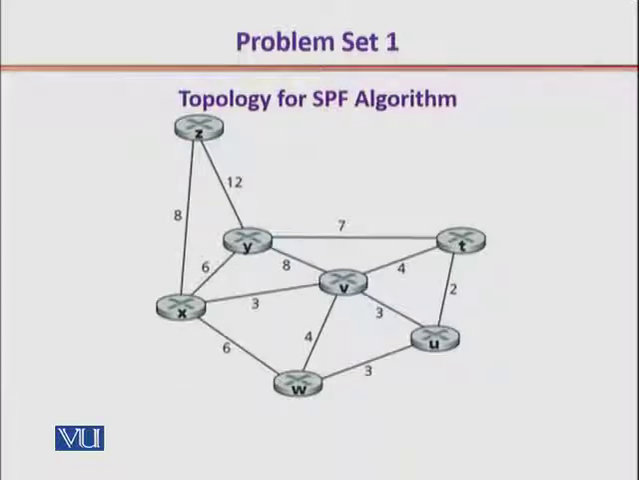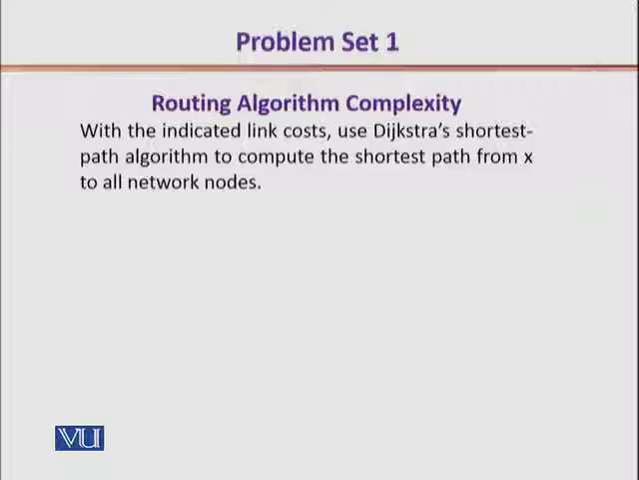Let's look at the topology for the shortest path finding algorithm first. Here you can see that, as always, the routers, also called the nodes, are represented with alphabets starting from X, Y, Z, and so forth. Their connectivity is shown to you, and their link weights are also shown here. Now your job is to determine the shortest path from X to all the network nodes using Dijkstra's algorithm. Remember that you would start with an empty set for X, and you'll start to include the nearest neighbors first with their link costs.